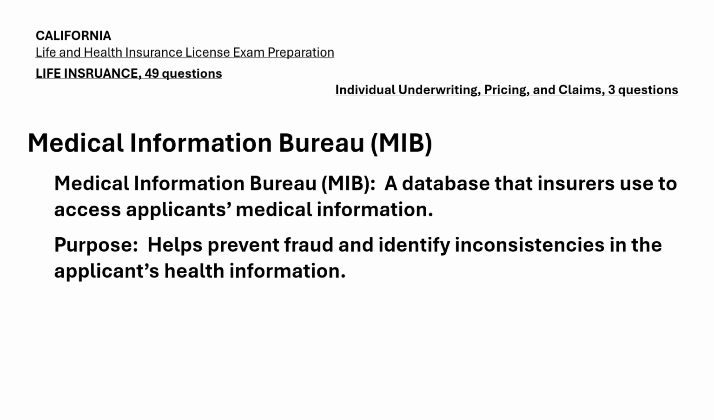The MIB collects data from previous insurance applications to help identify inconsistencies or missing information. Its purpose is to reduce the risk of fraud and ensure that insurers have accurate health information when evaluating applicants. It's important to reassure clients that the MIB doesn't store detailed medical records but flags issues that may require further investigation. By understanding how the MIB works, clients can feel more confident in the underwriting process and ensure their information is accurate.